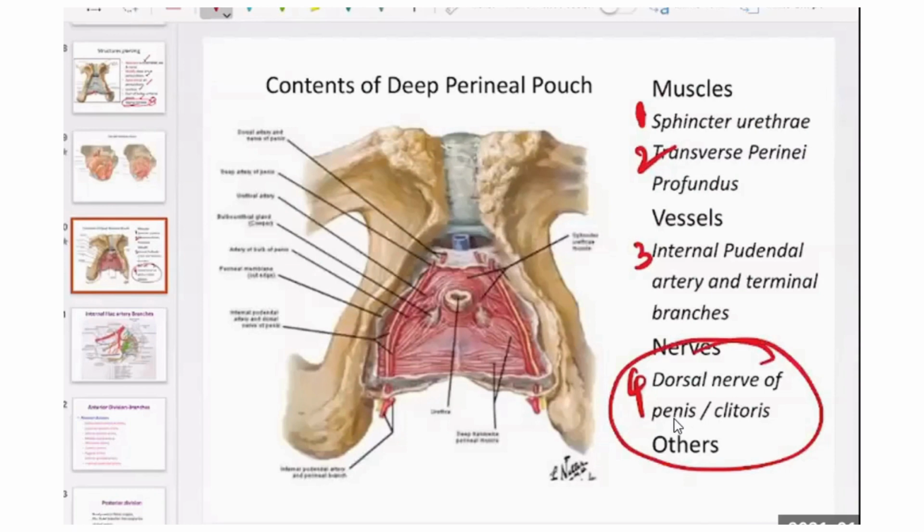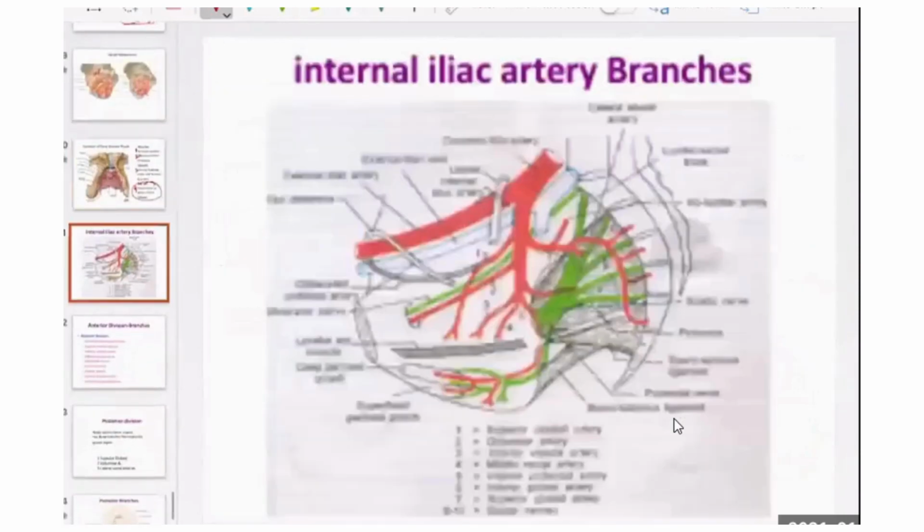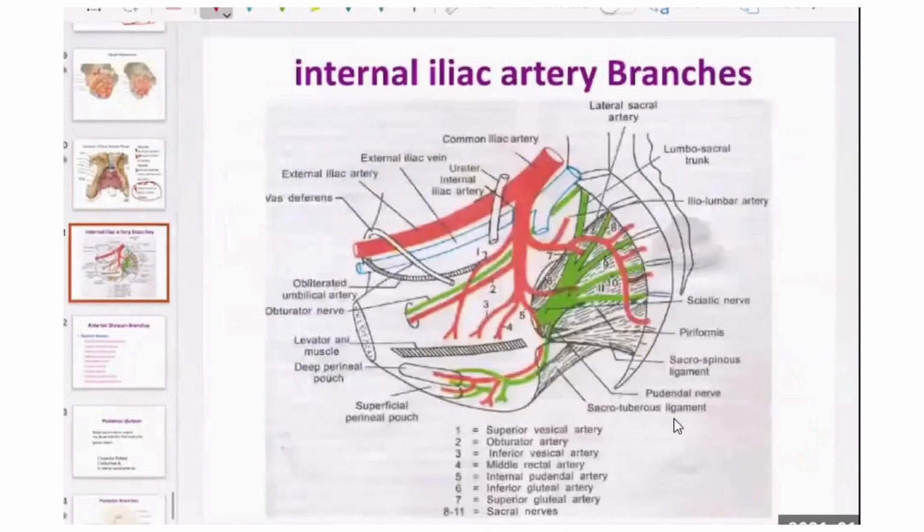So, what is the artery of the pelvis? Internal iliac artery, which is the branch of the common iliac artery. The common iliac artery divides into the external iliac artery and internal iliac artery. This internal iliac artery is further divided into an anterior division and a posterior division. The anterior division gives off the superior vesical artery, which is marked as number 1, the middle vesical artery, and the inferior vesical artery, which is marked as 3.